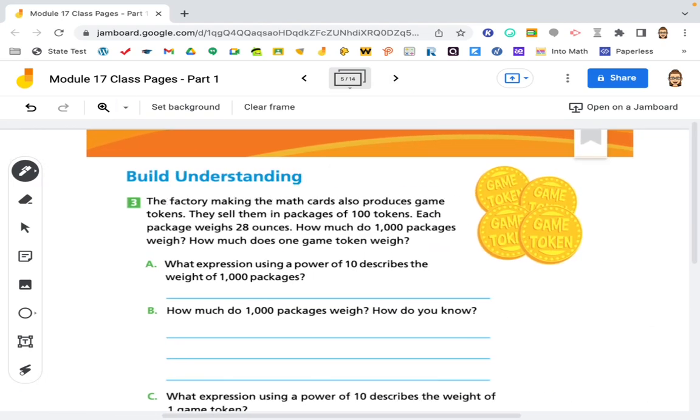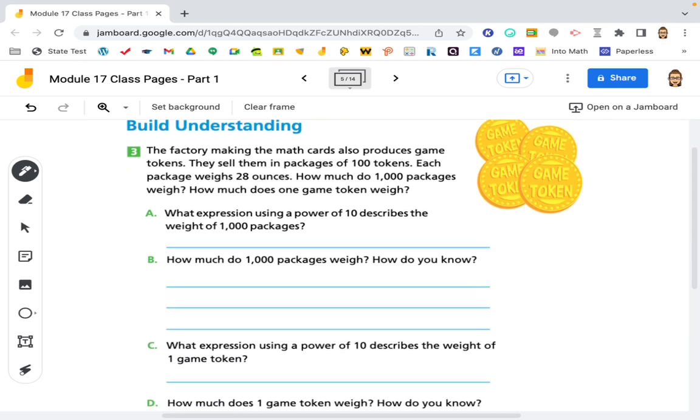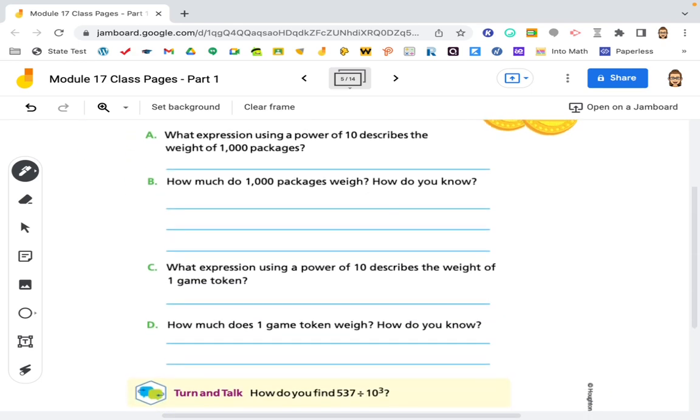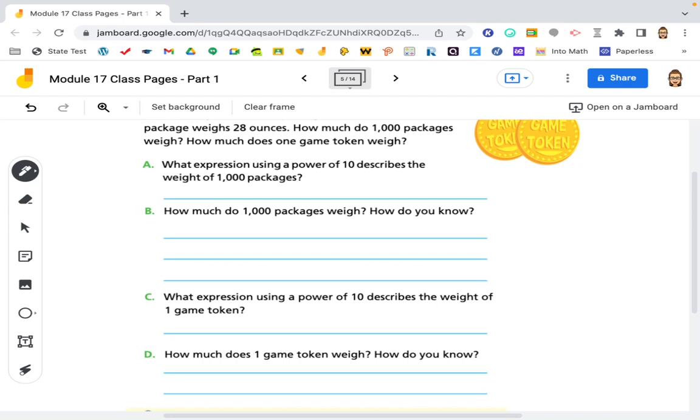It says the factory making the math cards also produces game tokens. They sell them in packages of 100 tokens. Each package weighs 28 ounces. How much do 1,000 packages weigh? How much does one game token weigh? So, what expression using power of 10 describes the weight of 1,000 packages? Well, we would do 28 times 1,000.